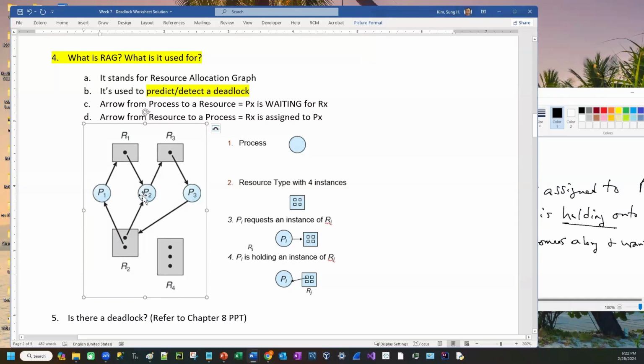And then P2 is waiting for resource 3, but then resource 3 is assigned to P3, and then P3 is waiting for one of the two resources in R2. It could become available when P1 is finished processing or P2 is processed. Okay, so either one of them will be happy for P3. Okay? So does that sort of make sense? Let me pause there.